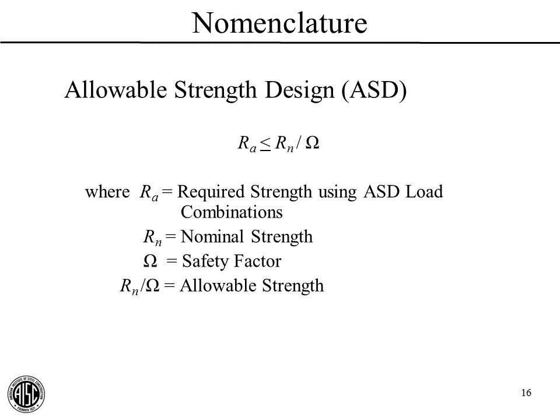Okay, so the second design methodology is called allowable strength design, or ASD, and here's our design inequality for that. In this case, the required strength using ASD load combinations, R sub a, can't exceed the allowable strength, R sub n divided by omega. Now again, here we have the same nominal strength that we used in the LRFD design methodology. So it's pretty effortless nowadays to switch back and forth between ASD and LRFD using these modern formulations.